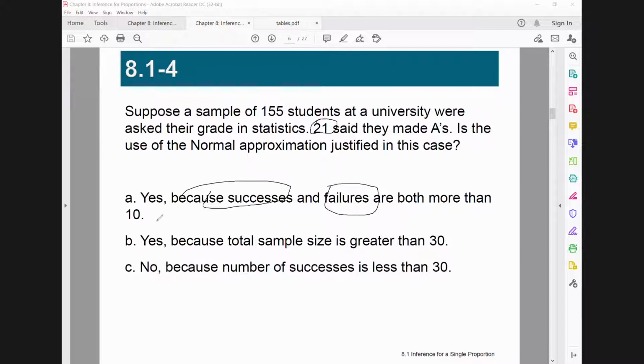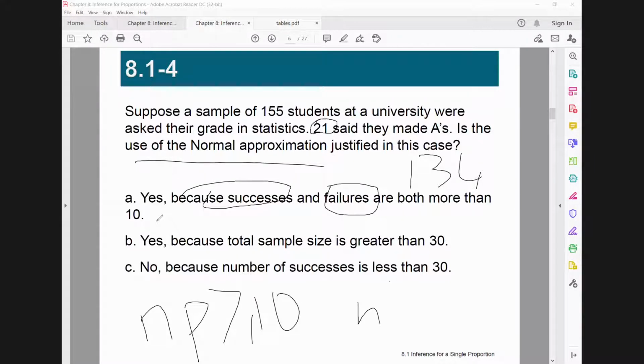Meaning we have something like 134. Then both are more than 10. So in order to approximate by the normal distribution, we have to verify that the number of successes and the number of failures are more than 10. If that's the case, then we can approximate by the normal distribution. I wrote more than once that n times p has to be more than 10 and n times 1 minus p has to be more than 10.